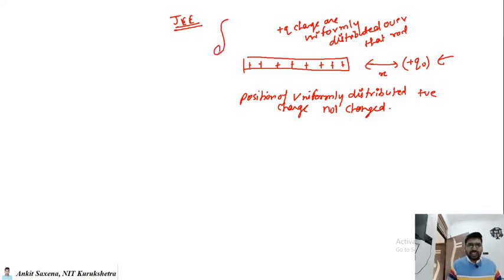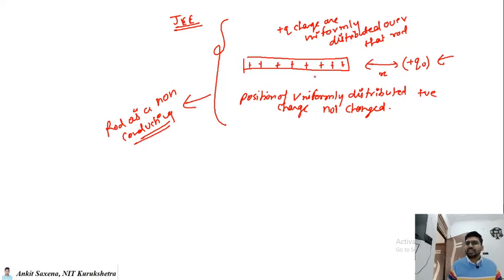It means this is talking about the rod being a non-conducting body, because if the rod were a conducting body, this positive uniformly distributed charge would not stay maintained on the rod. So by reading the question you will get the hint whether the body is conducting or non-conducting. If you can understand that, the question becomes very easy.